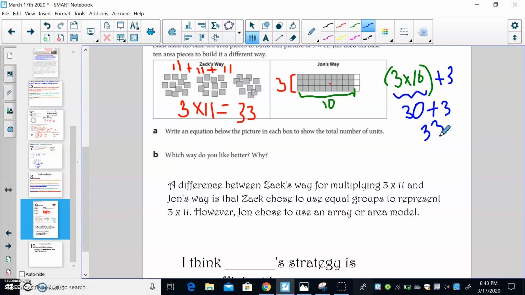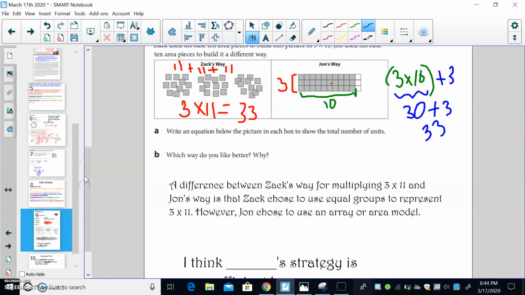Now, part of your question that I want you to think about is, which way do you like better? Is it easier? Is it more efficient to do equal groups like this and count every group and the group size? Or might it be more efficient to use an area model such as this one and just add an additional group of whatever is needed in order to complete the equation? Pause to think.